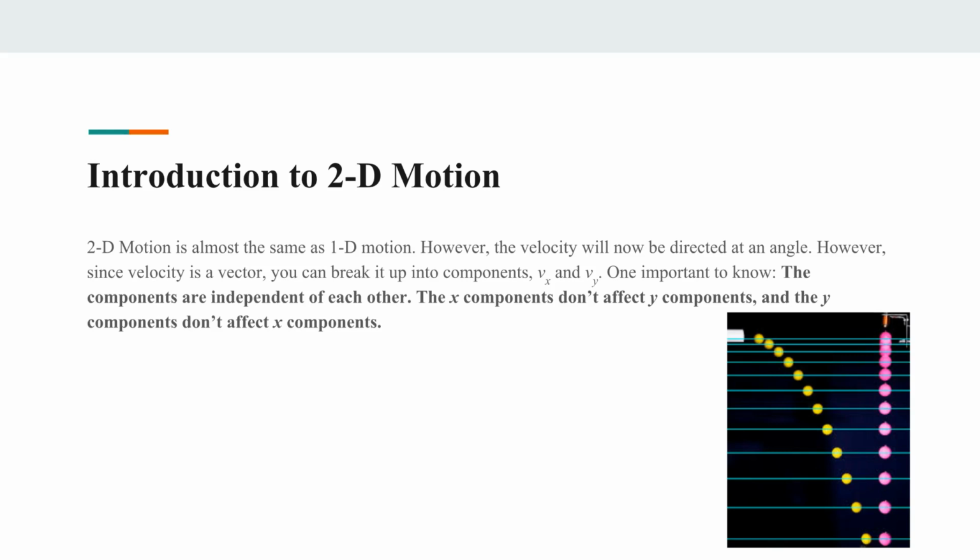So here's an introduction to 2D motion. 2D motion is almost the same as 1D motion. However, the velocity will be directed at an angle, and there will be 2 dimensions, an x dimension and y dimension. Since velocity is a vector, you can break it up into components, Vx and Vy. Here's one important thing to know: the components are independent of each other. The x component of velocity does not affect the y component, and the y component does not affect the x component. So how a projectile moves horizontally will not affect how it moves vertically.